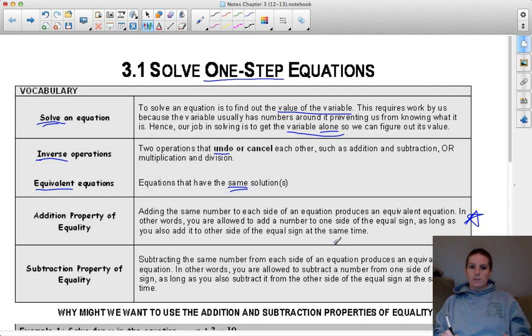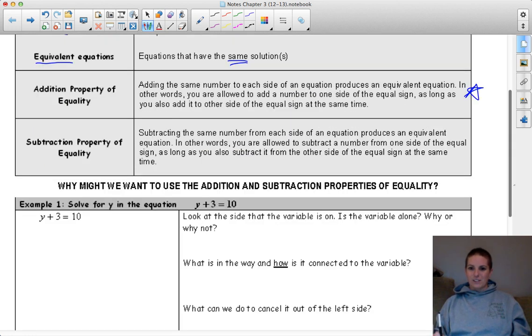The same thing applies to subtraction. You can subtract the same thing from each side as long as whatever you do on the left, you have to do on the right. To the left and to the right. Left and right. Keep them the same. They always stay the same, then you stay good. So there's a question here. Why might we want to use the addition and subtraction properties of equality? Well, to solve an equation.